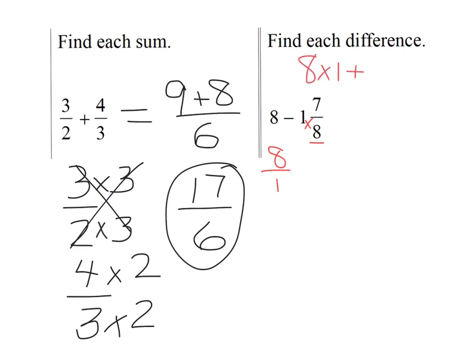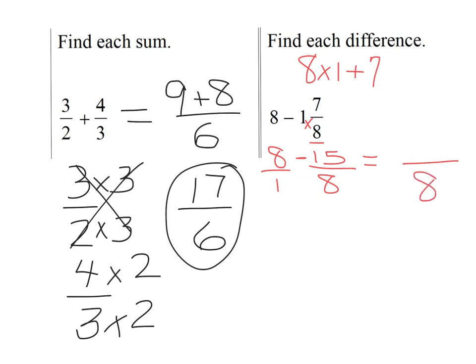Then I'm going to add to that the numerator, the 7. Well, 8 times 1 is 8, plus 7 is 15. So I'm going to use 15 as my numerator, and then I keep that same denominator. And then this is a subtraction problem. So now, repeating the process we just did, I think about my common denominator. Both of those numbers can go into 8 evenly.